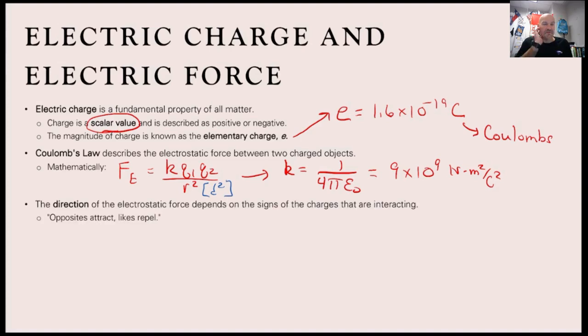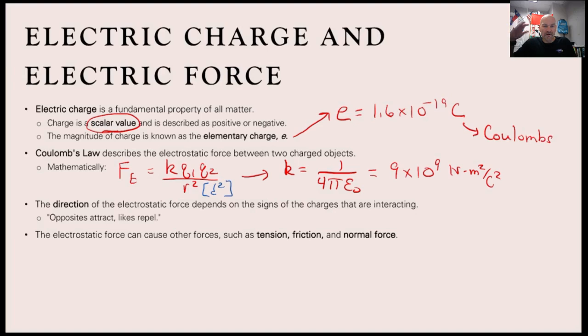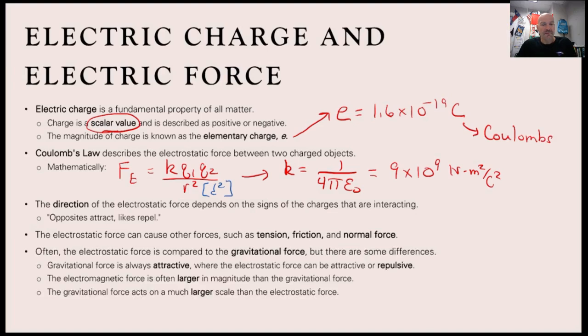Now, the direction. Something to remember is that most forces are one or the other. It's an attractive or repulsive force. Electrostatic force is both. So just remember the saying: opposites attract, likes repel. Okay, so the electrostatic force can cause some of the other forces we talked about in mechanics, like tension, friction, and normal force. So maybe they'll say that a tension is created by an electric charge below on another object that can be charged.